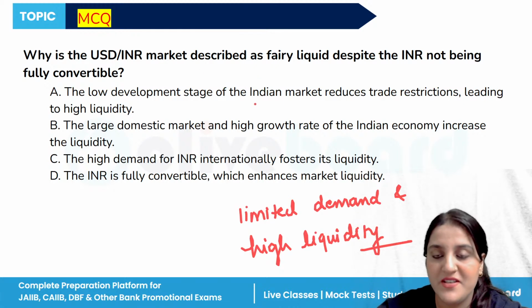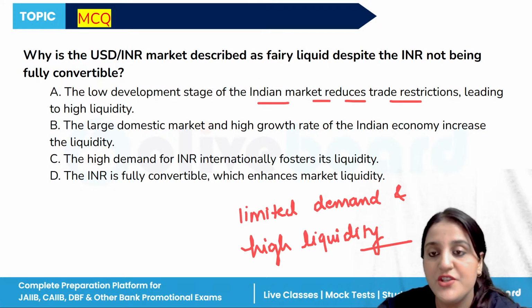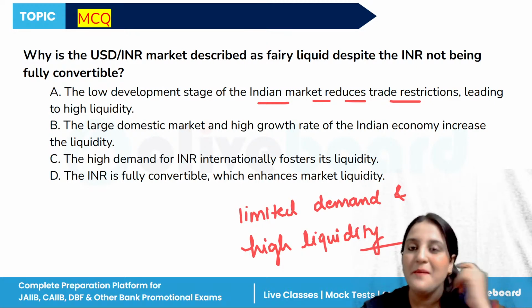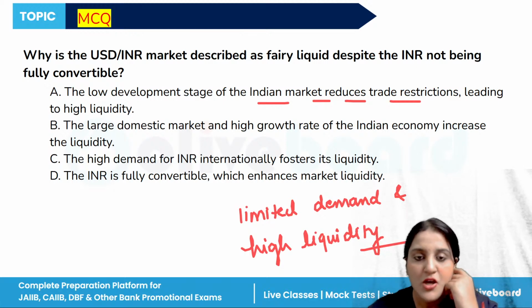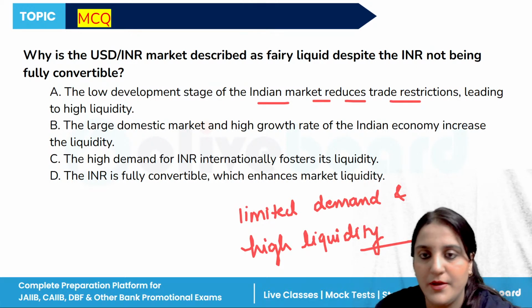the low development stage of the Indian market reduces trade restrictions, which leads to high liquidity. The large domestic market or high growth rate of the Indian economy increases the liquidity. Basically, this is not being fully convertible. So here we can say option B is correct.